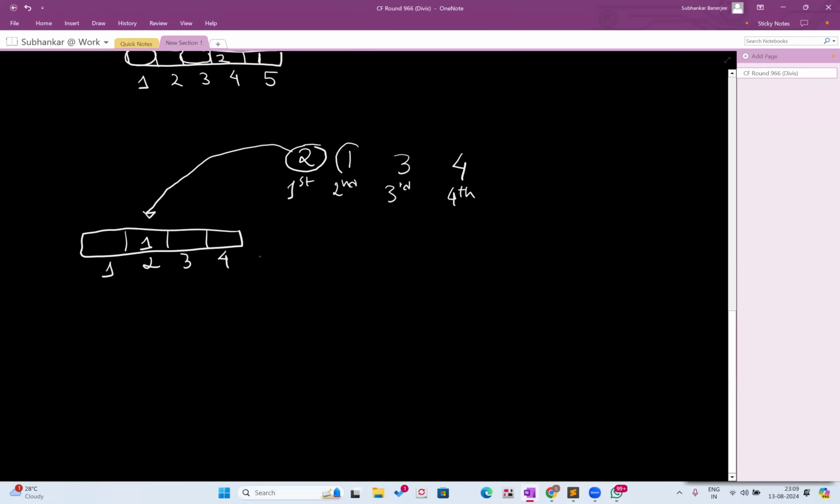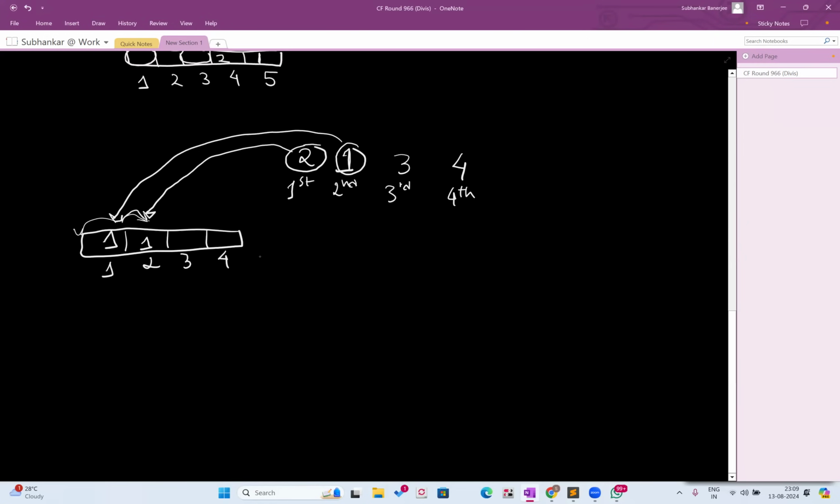Now comes the second passenger. He wants to sit in the first seat. I'll check the right and the left. On the left there is no seat, so I won't check there. I'll just check the right. This is occupied, so he can sit here.